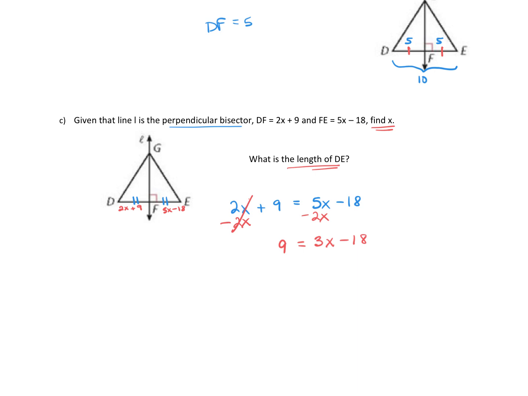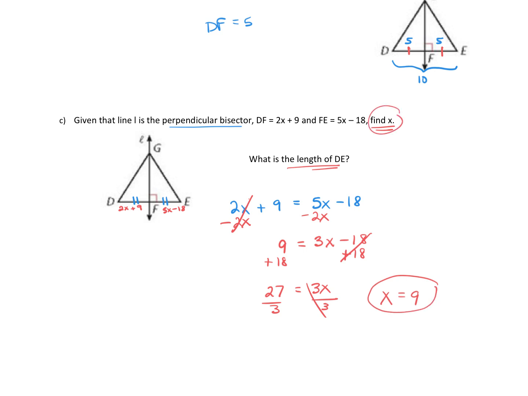The opposite of subtracting 18 is adding 18 to both sides. 9 plus 18 is 27 equals, I'm going to carry down the 3x. Divide by 3 to get x equals 9. So that answers one thing they're looking for, find x.